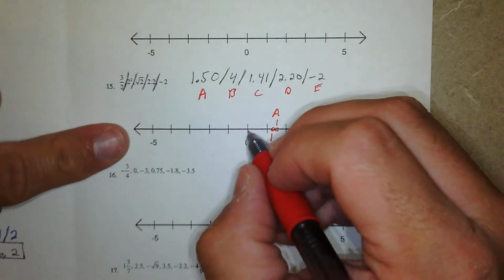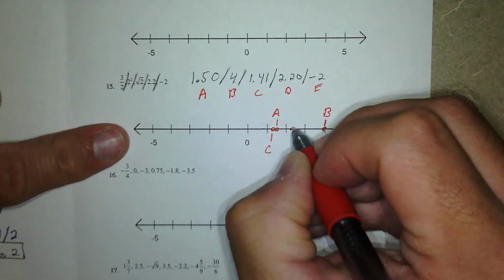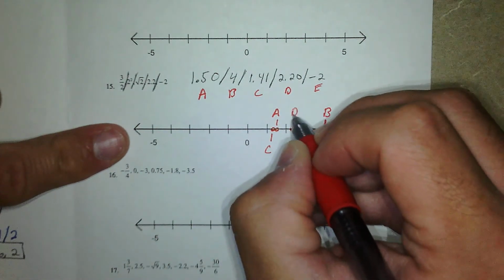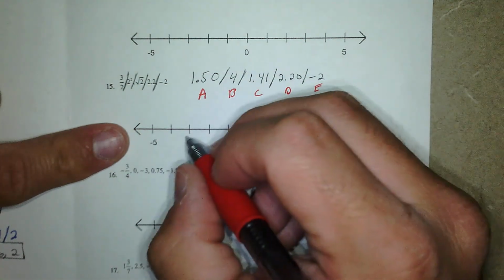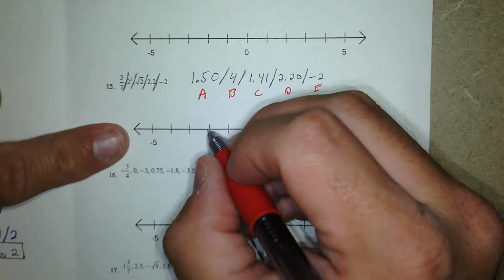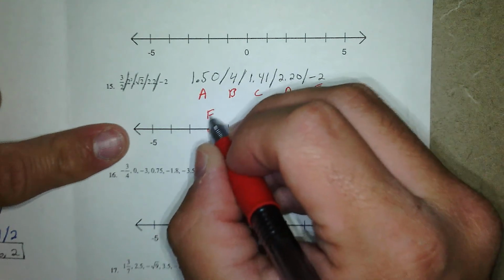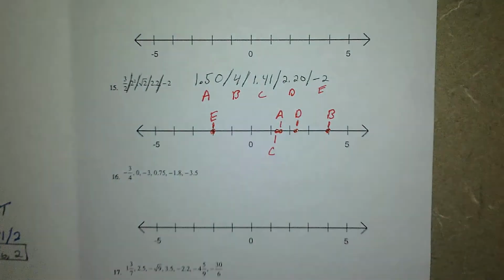D is 2.2, so we go 1, 2.2. We'll label that as D. And the last one, E, would be negative 2. So now we're going to go the negative direction, negative 1, negative 2, and that would be E. And that's all that is for that, guys.